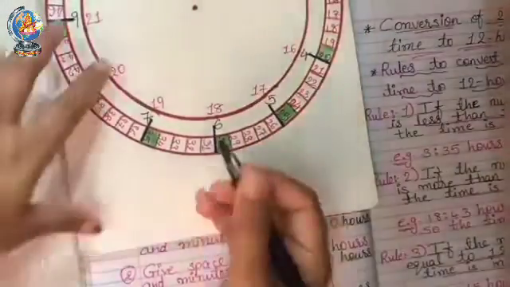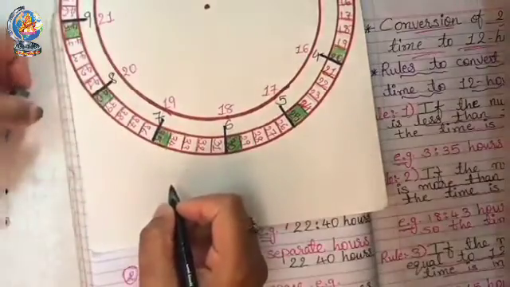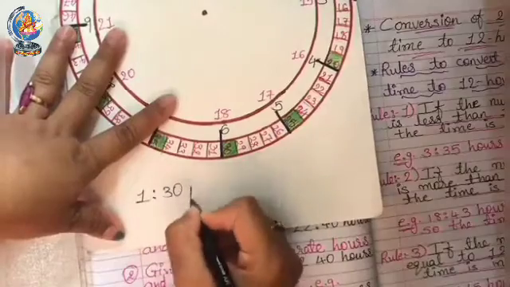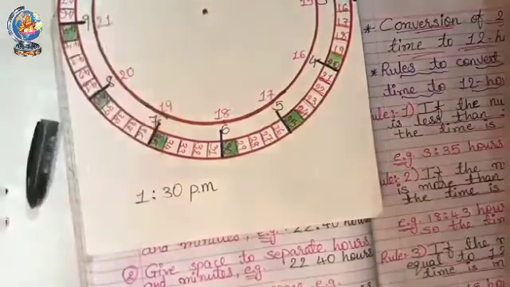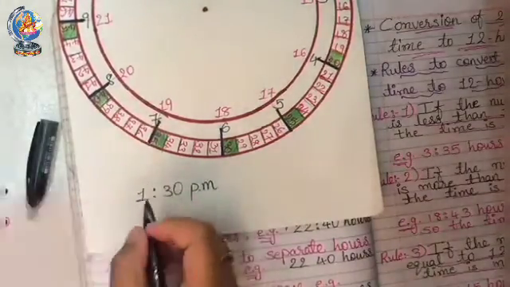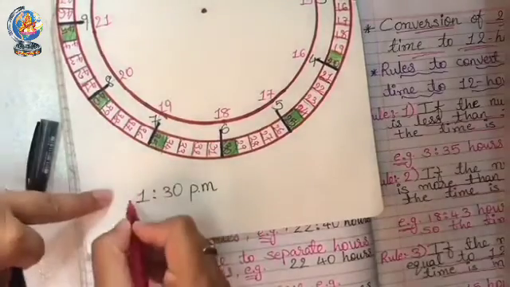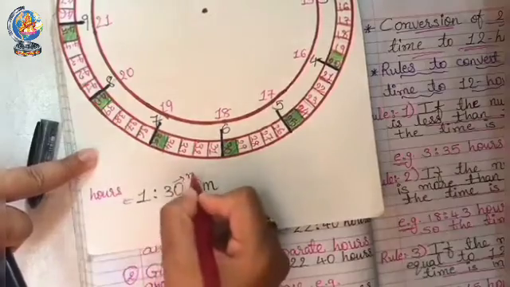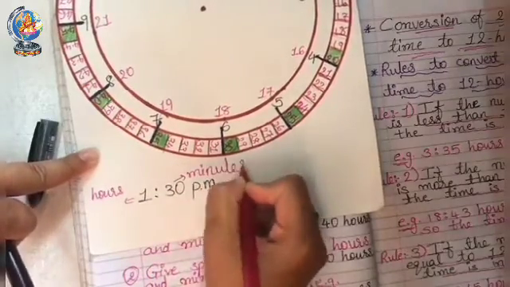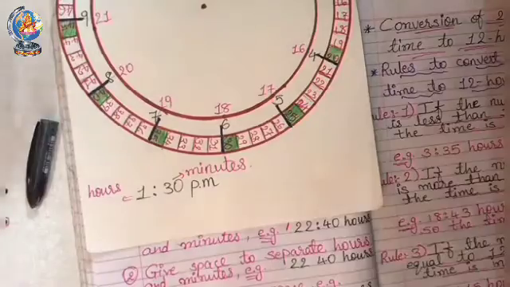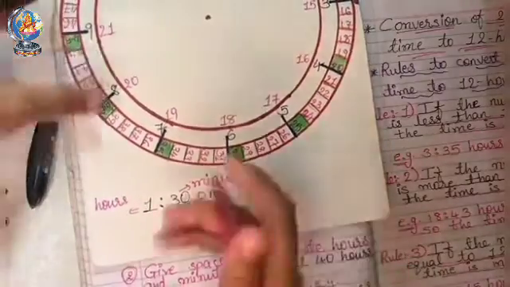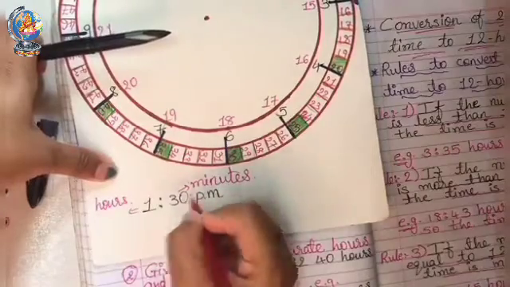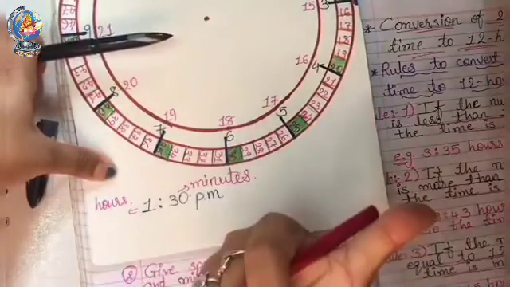Suppose I can say noon, 1:30 PM, right? So I know that this is my hours and this is my minutes. What separates them? A colon. A colon separates hours and minutes. As I told you, right side minutes, left side hours.